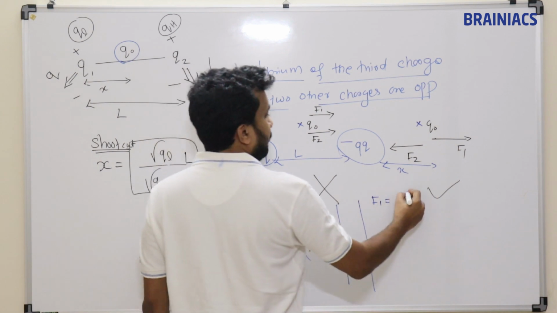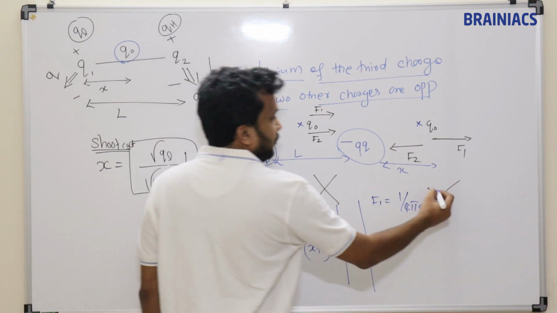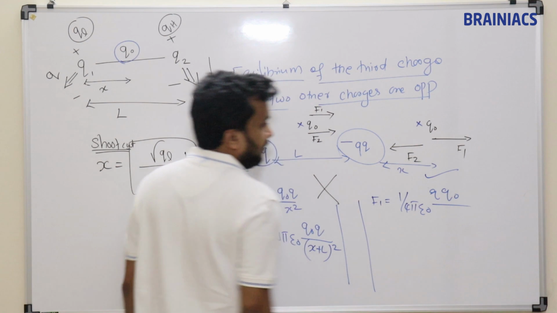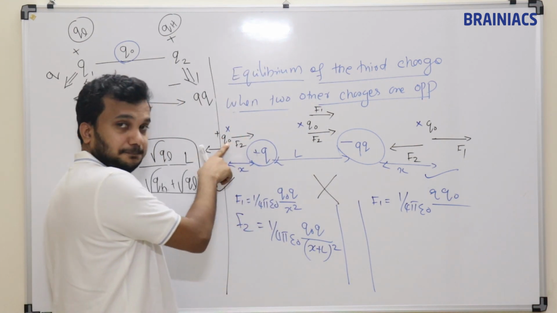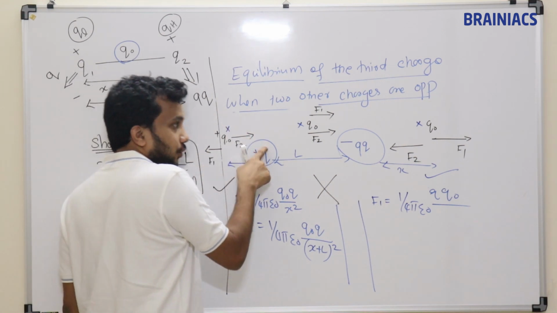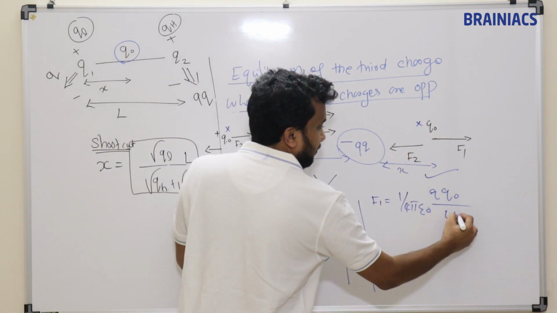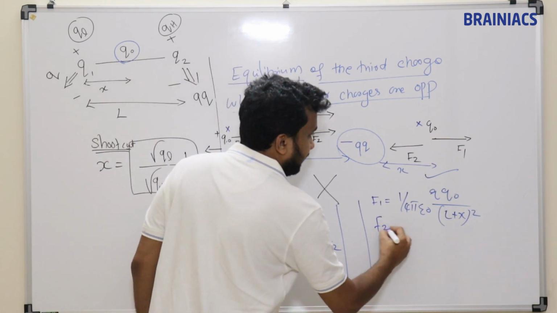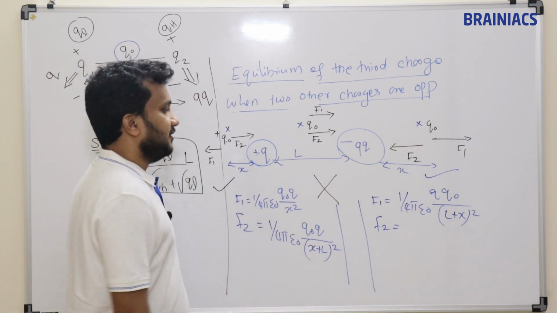So F1 will be equal to 1 by 4 pi epsilon 0 Q1 Q2. So what will come? Q into Q0 divided by the total distance from Q0 to Q, Q to Q0 distance. So totally here L plus X. So L plus X the whole square. We'll move to F2. F2 is what? F2 is the force acting on Q0 because of minus 9Q.